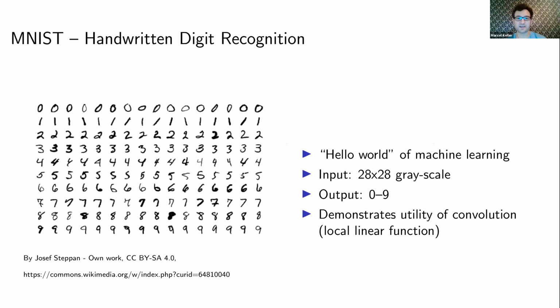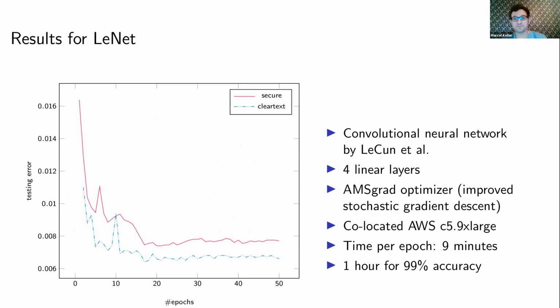A few words about MNIST. It has been called the hello world of machine learning. Essentially, it's a few 10,000 28 by 28 grayscale images of handwritten digits. So basically what we want to do is devise a machine learning algorithm that maps these images to 0 to 9 as correctly as possible. This is widely used in machine learning, and has some historical significance also because it demonstrated the utility of convolution, which is some sort of linear functionality that uses locality. So it looks at small squares of pixels, if you will. And that already brings me to the result.